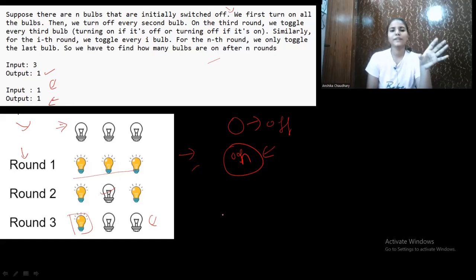Okay, so by seeing this pattern, you don't analyze anything. So let's visualize it on more test cases. Okay, so first of all, suppose there are 6 bulbs. All right, so I am writing here bulb number 1, bulb number 2, bulb number 3, bulb number 4, bulb number 5, and bulb number 6. Right? Now, these are rounds from here.